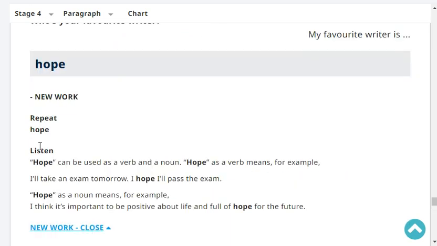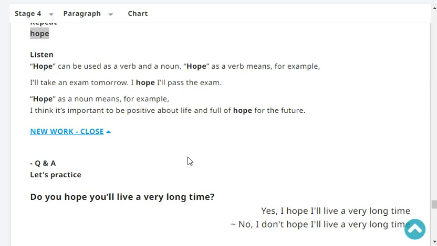Okay, repeat. Hope. Very good. Okay, listen. The word hope can be used as a verb and a noun. Hope as a verb means, for example, I'll take an exam tomorrow. I hope I'll pass the exam. So that's a verb. Hope as a noun means, for example, I think it's important to be positive about life and full of hope for the future.